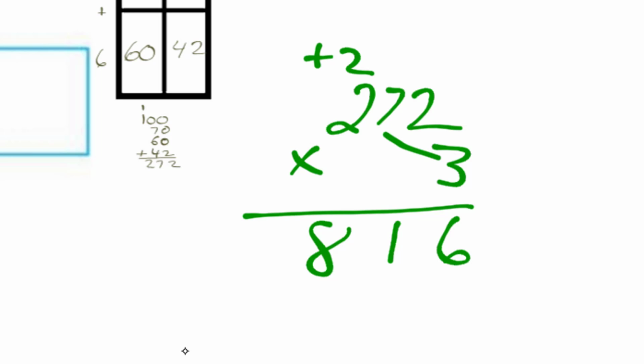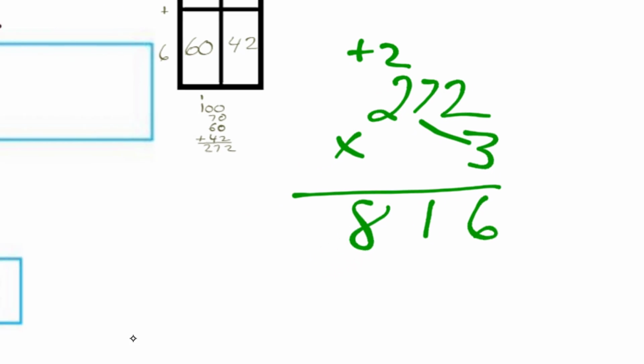272 is almost 300. If I round it up, that would be 300. 300 times 3 would be 900. And 250 times 3 is 750. It's right in between those two. So I'm going to say yes, final answer.